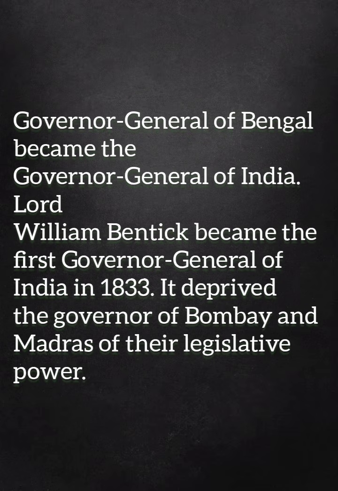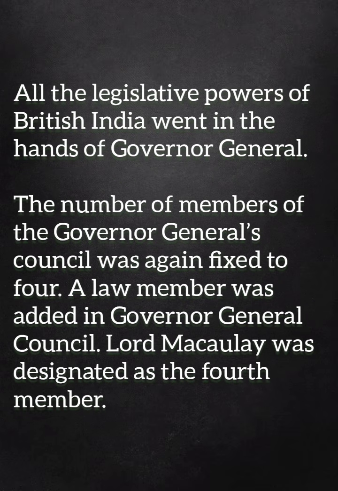It deprived the Governors of Bombay and Madras of their legislative power. All the legislative powers of British India went into the hands of the Governor-General. The number of members of the Governor-General's Council was again fixed at 4. A law member was added to the Governor-General's Council. Lord Macaulay was designated as the 4th member.